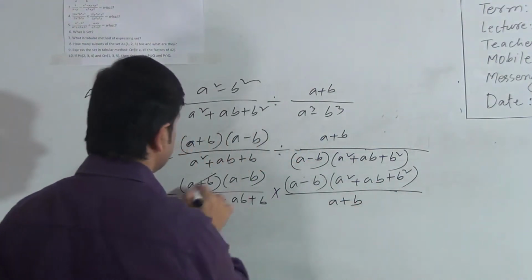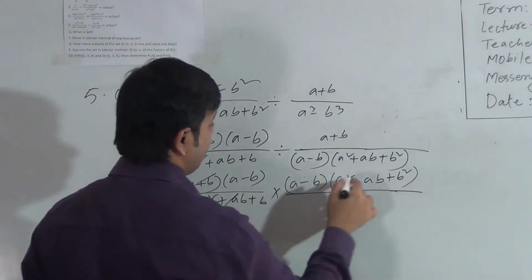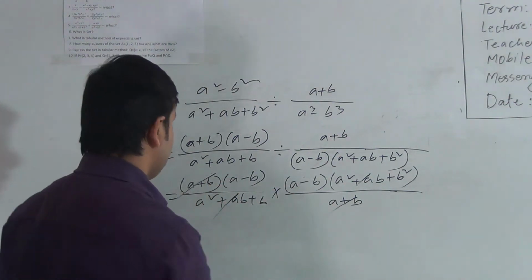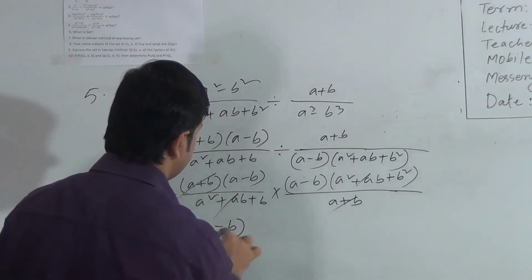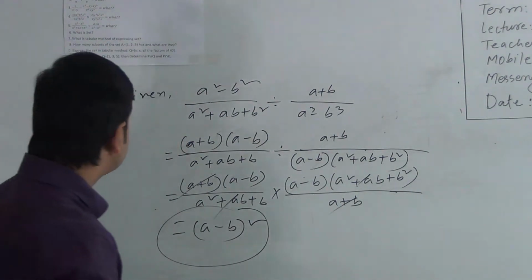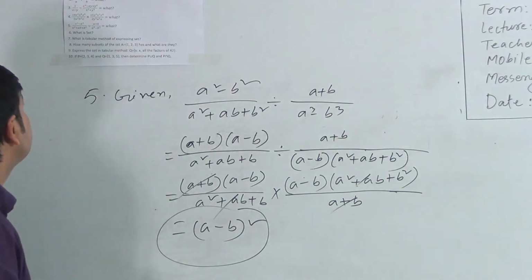Now we can cut this a plus b, and then here this one, also this one we can cut. What will remain? A minus b into a minus b means a minus b whole square remaining. So this is the answer of question 5. Okay, dear students, now we can solve question 6.